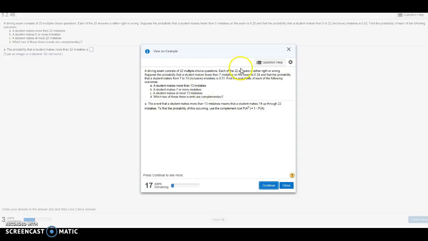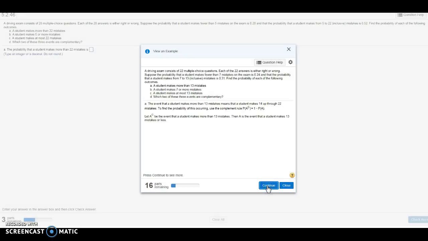So what I'm going to do is realize that a student could make 22 mistakes. They could make 0 mistakes, 1, 2, 3, all the way up to 22. And I know the probability from 0 to 7 is 0.24, and I know the probability from 7 to 13 is 0.31. So I'm able to add those together and get 0.55 and realize that more than 13 is the complement of that, and I can use the complement rule and subtract that from 1. Notice that the complement rule is written right here.